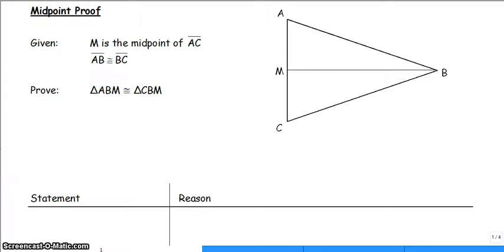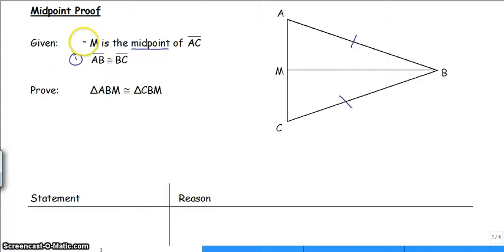So this proof that we're going to review has a given piece of information with a midpoint. I want us to remember that in order to prove triangles are congruent, we need to have 3 congruent statements. Right now, we have 1 congruent statement here, and that's a given. I'll mark that on my triangles. That's segment AB congruent to segment BC.